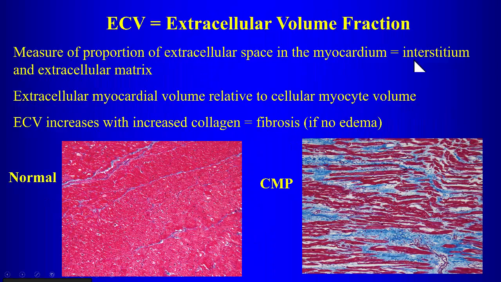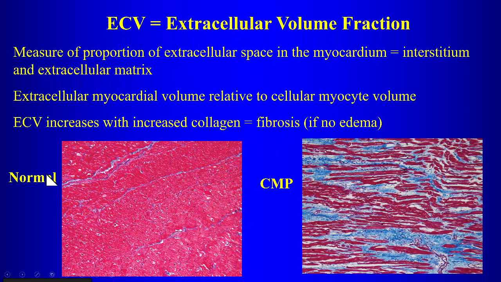Okay, so now the last thing we need to talk about here is this concept of extracellular volume fraction. So this is another way of looking for diffuse abnormalities within the myocardium. So what does this represent? It's the proportion of the extracellular space in the myocardium, or the interstitium and the extracellular matrix. So it's this ratio of your extracellular myocardial volume relative to the cellular myocyte volume. So where there is diffuse fibrosis, this increases, this ratio goes up.